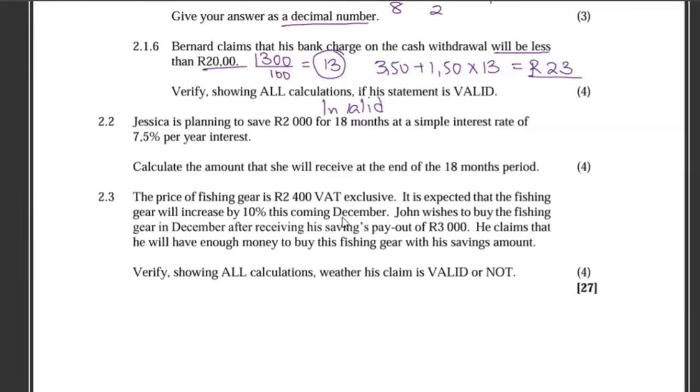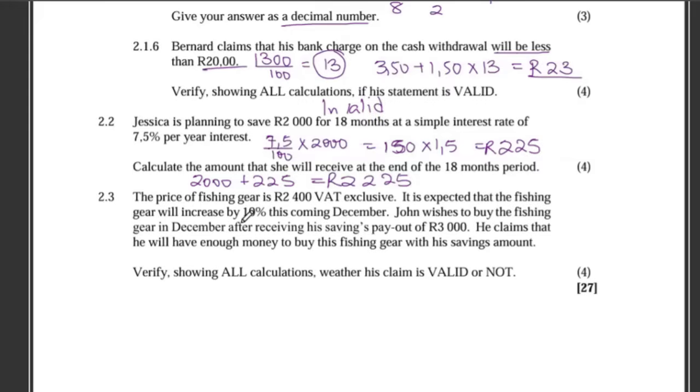What we're going to do, we shall pick the interest, 7.5 over 100 times the 2,000. We have the answer as 150. This is interest, but simple interest for how long? 1.5 years. So I'll multiply by 1.5 years. I'll end up having 225 as interest. So the question asks, calculate the amount that she will receive at the end of the 18 month period. So she will receive the money that she invested that has gained 225 as interest. So all in all, she has 2,225 rands.